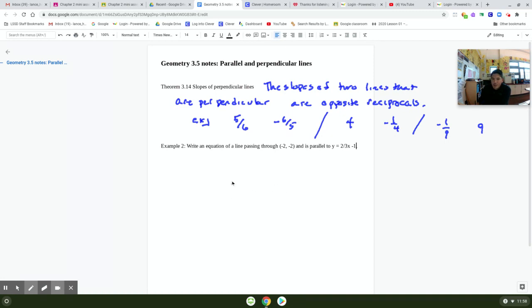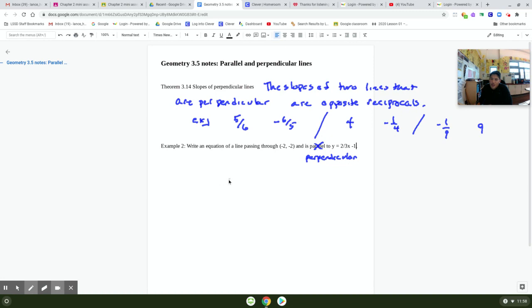So then for example 2, kind of like example 1, it says write an equation of a line passing through this given point, but is, sorry, I forgot to change that. It should say is perpendicular to y is equal to 2/3 x minus 1.